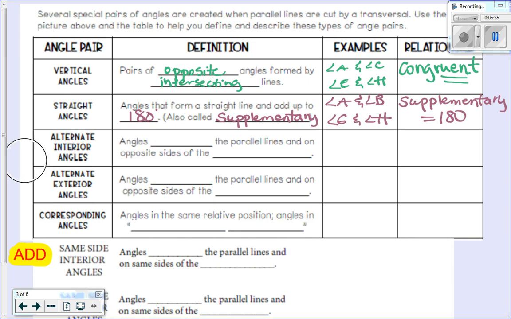All right, alternate interior angles. Alternate interior should give you a clue. Remember, we had the label interior, so now we kind of know where that location is. Alternate interior angles are angles inside the parallel lines and on opposite sides of the transversal. So let's see what that looks like.